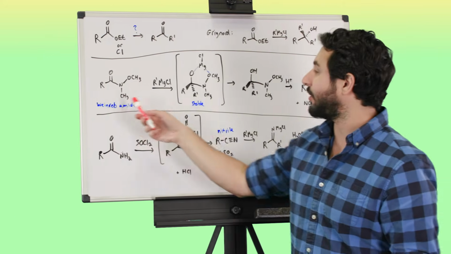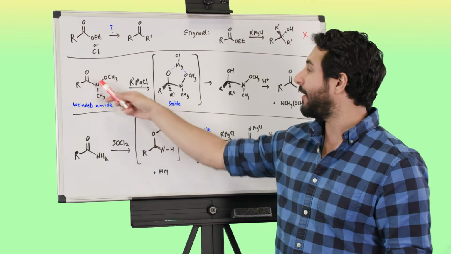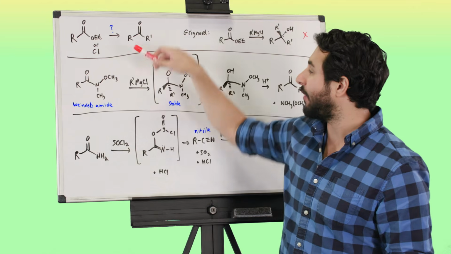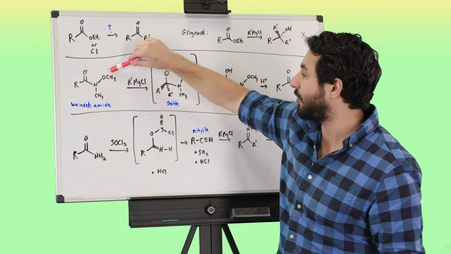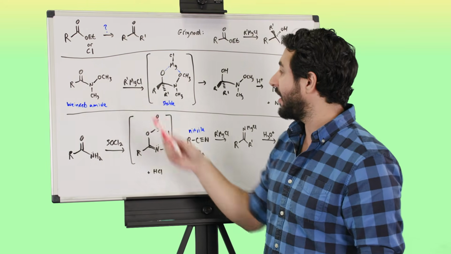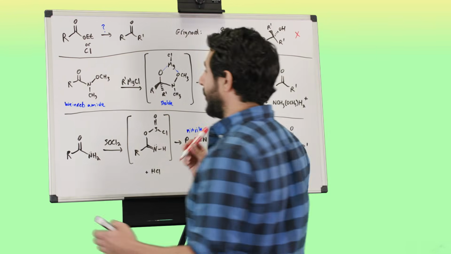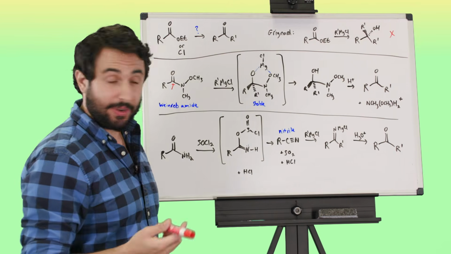One way involves using something called a Weinreb amide. So this is a Weinreb amide. Notice that it is an amide, and we do have this methoxy group right here. We have N attached to OCH3. And so what we can do is we can actually use a Grignard reagent with this. And so the Grignard reagent is going to attack at the carbonyl carbon as we would expect.